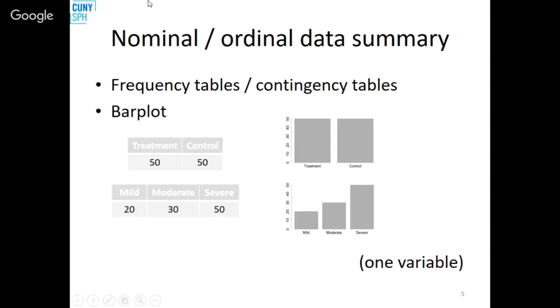You can summarize your nominal and your ordinal data using frequency tables, such as these. These are the one-way tables that we made for that imaginary clinical trial involving a treatment and a control group and the level of self-reported pain. So frequency tables, contingency tables is just a fancy name for listing the number of records with each of these values of the variable. And bar plots do the same thing, just in a graphical format.